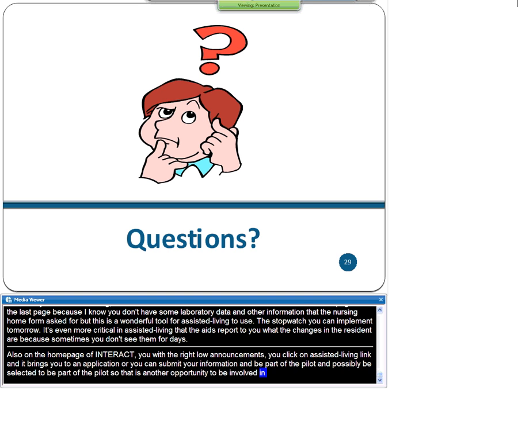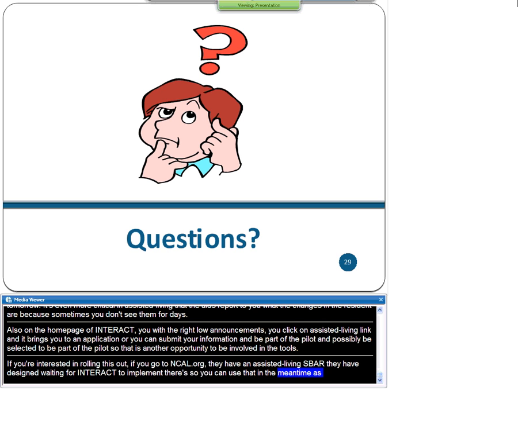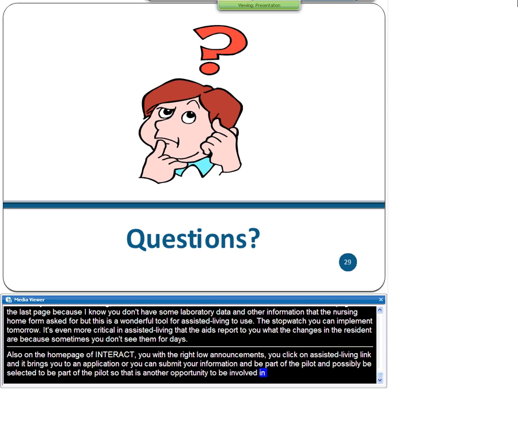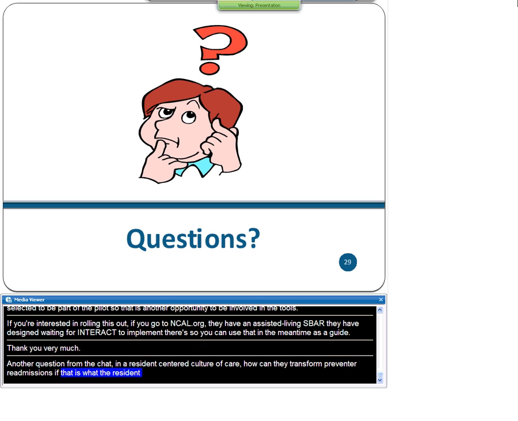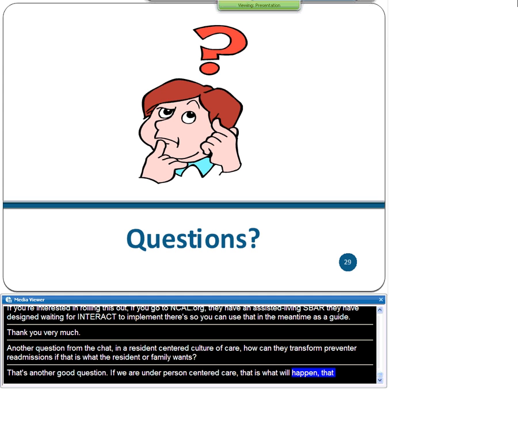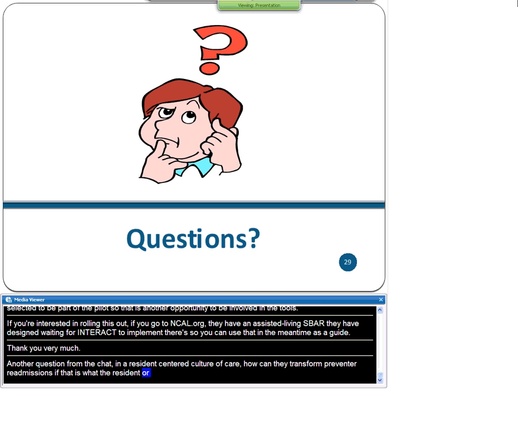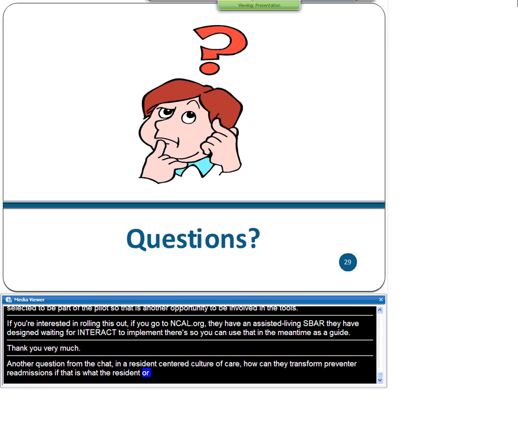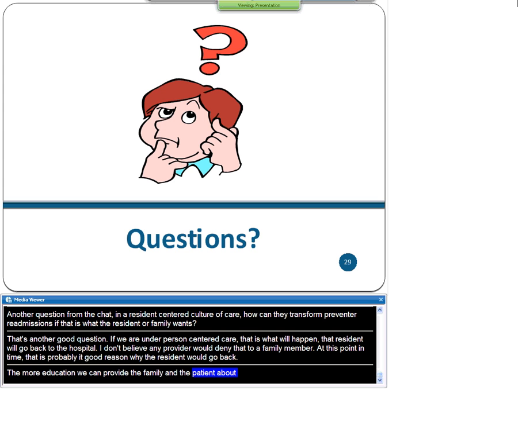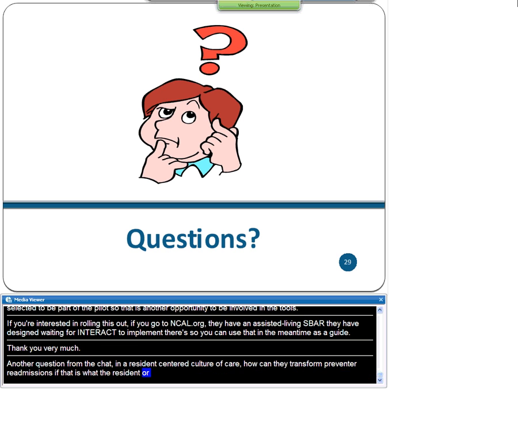I'll take another question from the chat box, again from Dan Moles. In a resident-centered culture of care, how can a SNF prevent readmissions if that is what the resident or family wants? That's another good question. Actually, if we are in person-centered care, then that's what will happen. That resident will go back to the hospital. I don't believe any provider would deny that to a family member. Right, and the more education we can provide the family and the patient about the trajectory of the chronic disease, we might be able to get people to understand that sometimes the comfort level is exactly staying where you are, but every case is unique, and it is absolutely up to the patient.